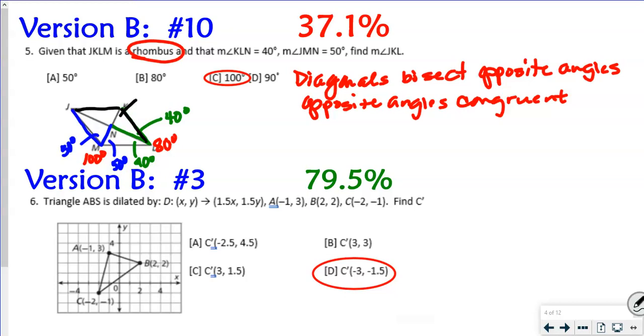It's asking us for that whole angle right there, y'all, the whole thing. This whole angle right here. And what do we know about opposite angles? You got it, they're congruent. So the answer was 100.